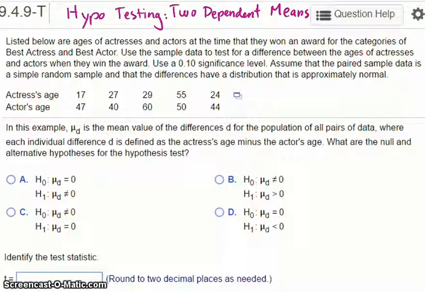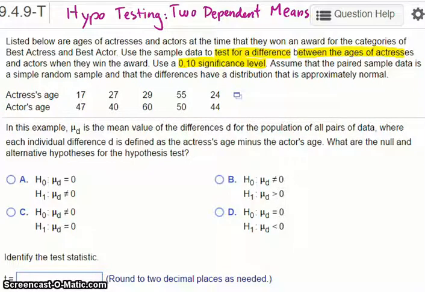The problem reads, listed below are ages of actresses and actors at the time they won an award for the categories of Best Actress and Best Actor. Use the sample data to test for a difference between the ages of actresses and actors when they win the award. Use a 0.10 significance level. Let's highlight the important things here. We're testing for a difference between the ages. The significance level is 0.10.